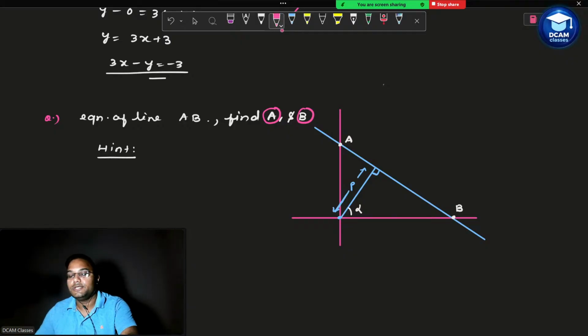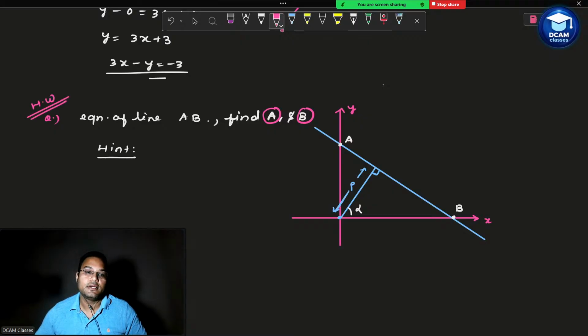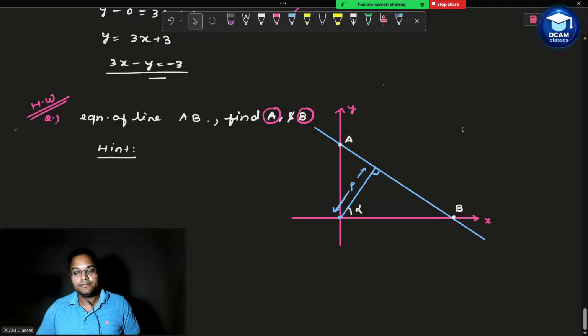So your task as homework is to find these two points A and B using only this information, that for this given line AB there is a perpendicular from the origin which is of length p, and it is making an angle alpha with the x-axis. Understood the question now? Now take it as homework. I'll give you the PDF. Try to solve at home.